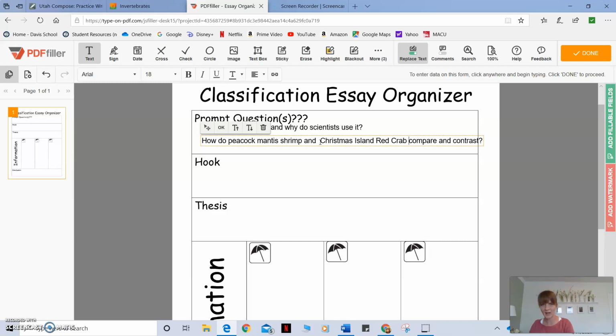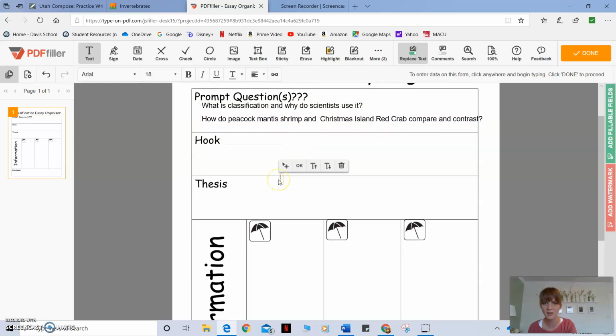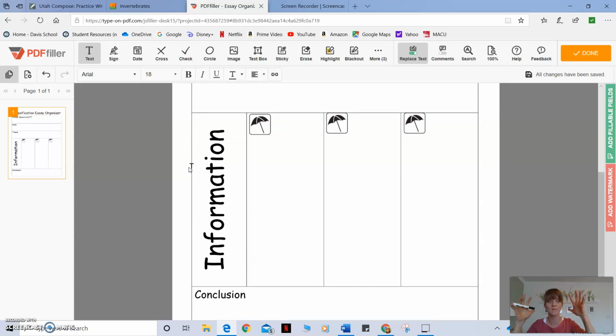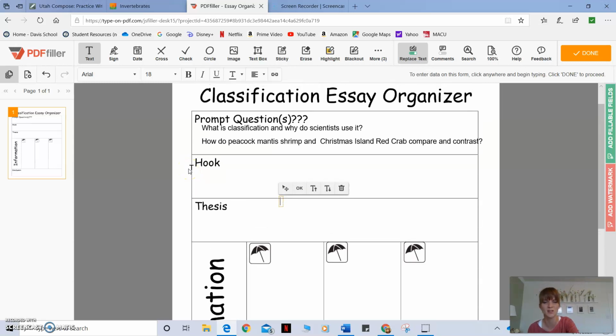Now I need to think ahead right now. Look at here, my organization. I'm going to ignore my hook for a while. I'm going to ignore my thesis for a while. I know that I've got the information. That's the most important stuff. It's going to take the most time. And I'm going to start thinking, how do I want to organize this to address all these questions? First question, classification, why do scientists use it? I bet that could fit in 1 paragraph.